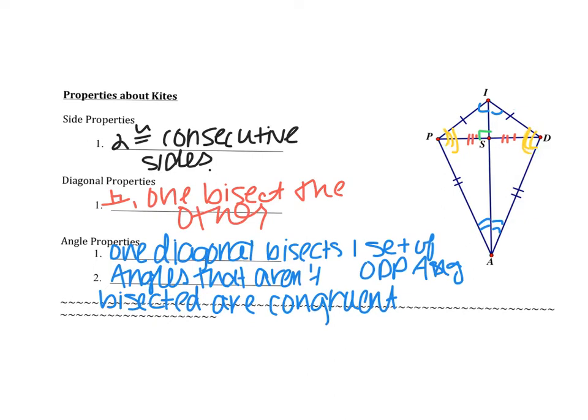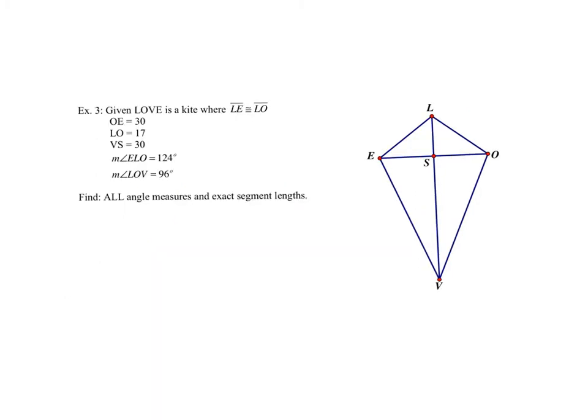Okay, now we're going to do one problem. I know you've got two problems. We're going to save the last one for Tuesday, and then we'll do just one example here. So here we go. It says given LOV is a kite where LE is congruent to LO. Again, those are telling you what consecutive sides are equal, so you can assume the other two on the bottom are going to be the equal ones. And OE is 30, so this whole thing is going to be 30. LO is 17, and VS is 30.